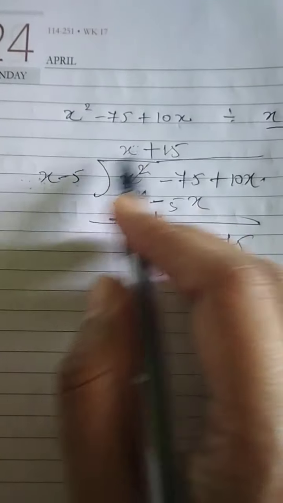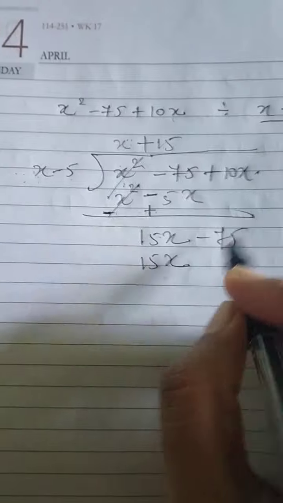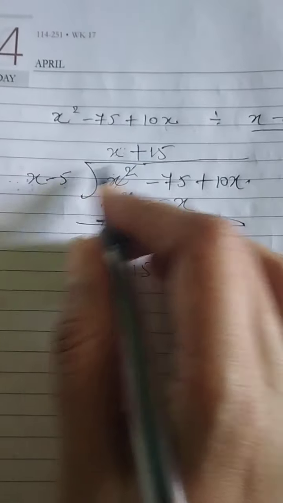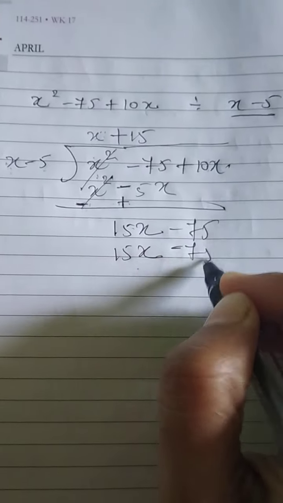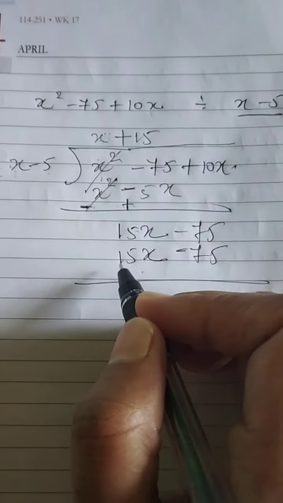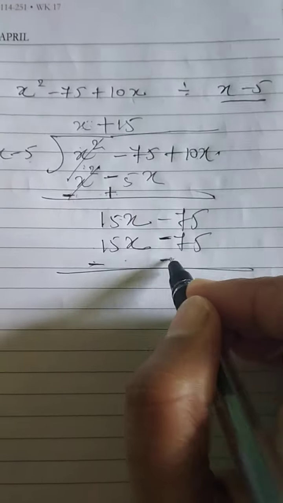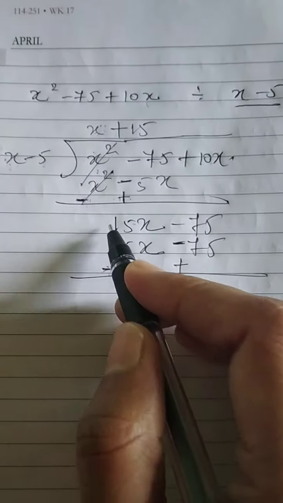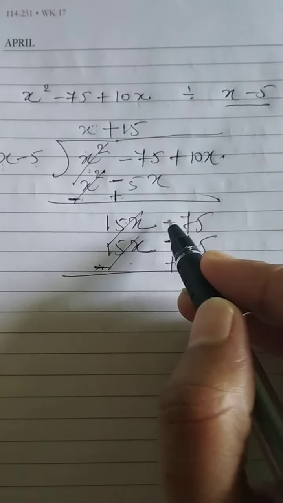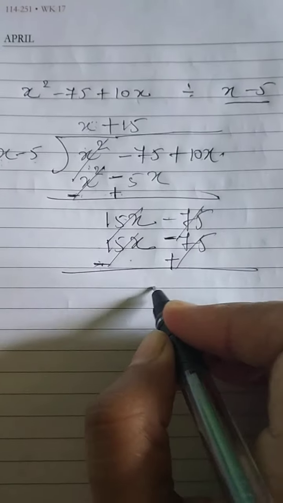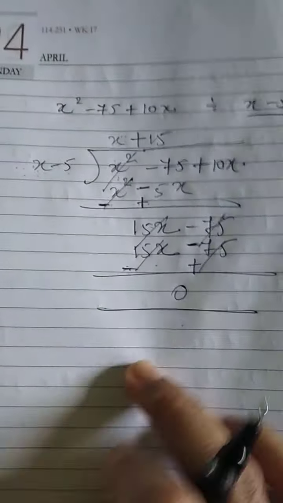Now this 5 will also get multiplied with this. Minus, plus minus. 15 into 5, 75. Okay, now again we have to change the sign. This is plus, so it will become minus. This is minus, so it will become plus. Minus, plus minus, cancel. Minus plus, cancel. We will get here 0. This is the complete division.